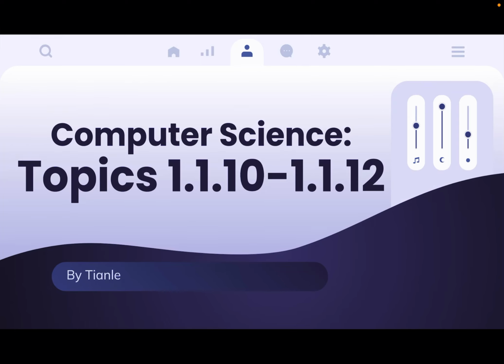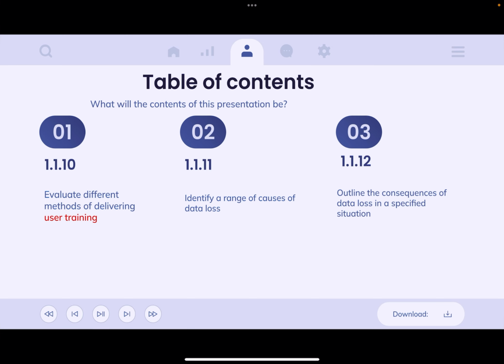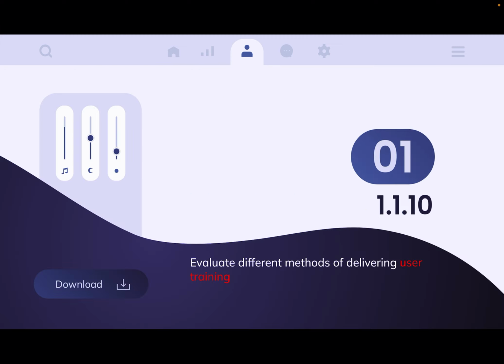Welcome to my presentation of computer science. In this presentation, I will cover the topics 1.1.10 to the topic 1.1.12.